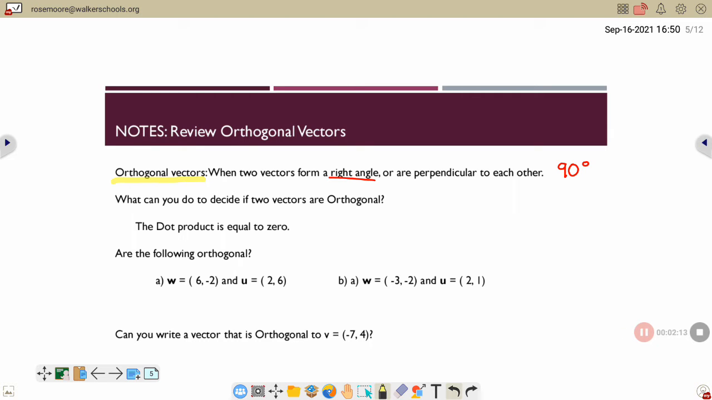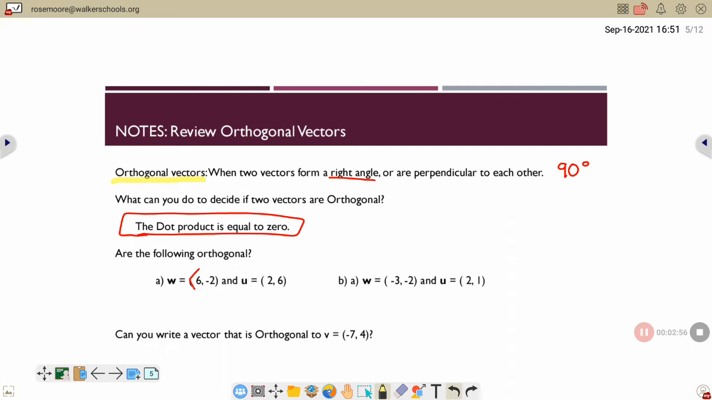What can you do to decide if two vectors are orthogonal? So we did work on this the other day, where we figured out that vectors were orthogonal when we found the degree of direction of each and subtracted them and got either 90, negative 90, 270, or negative 270. But the faster way is the dot product equals 0. And that's going to be a lot faster because y'all know finding the dot product is significantly faster than finding direction.